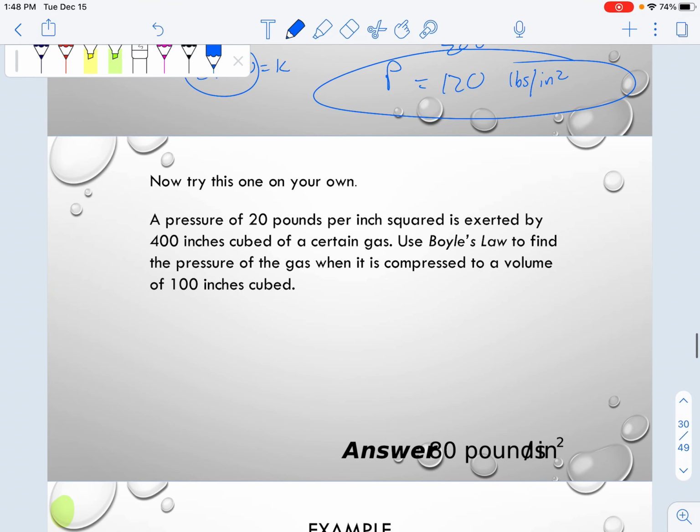Here's one you can try. Make sure you work it out. You should get 80 pounds per square inch. You can try that one on your own.